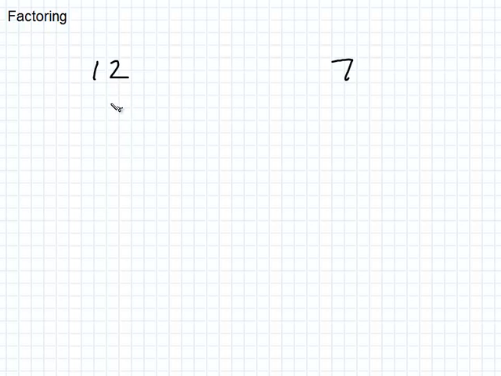Okay, so 12 breaks down to something times something. So you might say, well, 2 times 6, or you might say 3 times 4. Let's do it both ways and compare the results. So what if I said 2 times 6? Look at the 2 and look at the 6. 2 is prime, it won't break down any further. 6 breaks down to 2 times 3. So now we're down to prime factors. None of these will break down any further. So 12 is equal to 2 times 2 times 3.